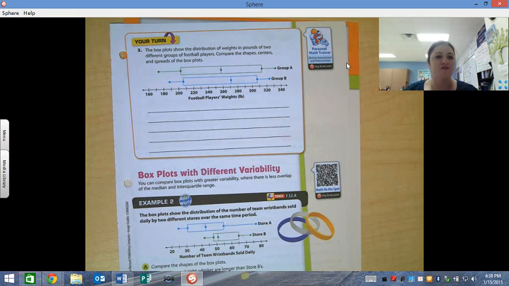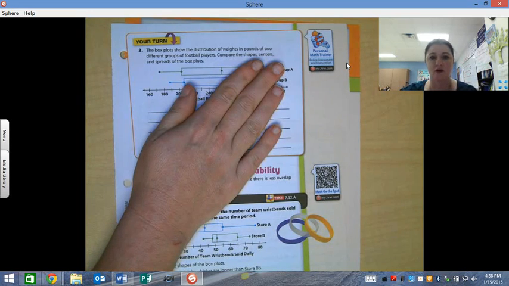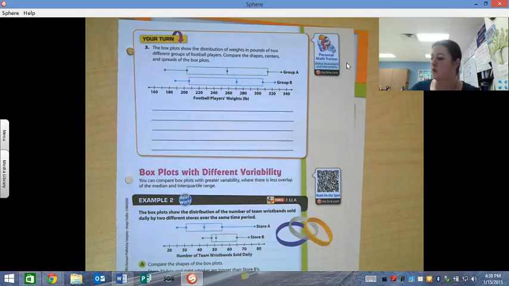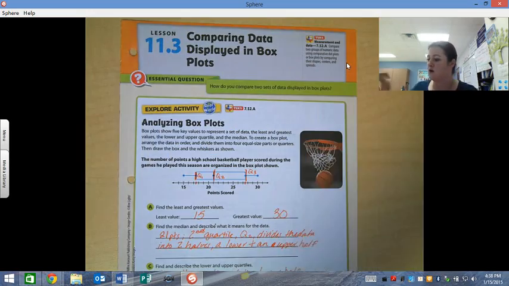Alright, for the your turn number 3 problem, it says the box plots show the distribution of weights in pounds of 2 different groups of football players. Compare the shapes, centers, and spreads of the box plots. So you're doing the exact same thing right here on number 3 that we did together on example number 2.